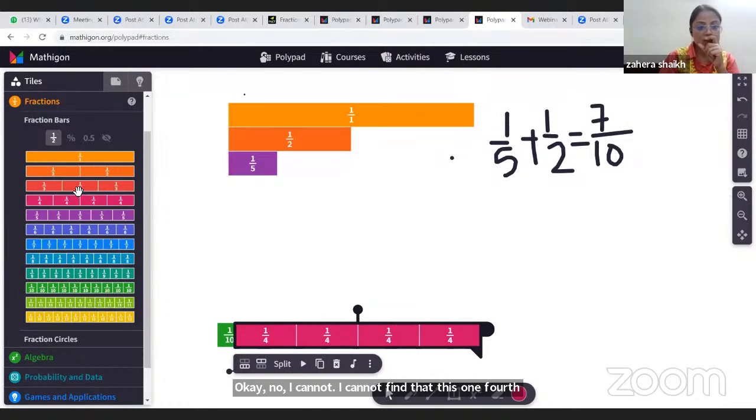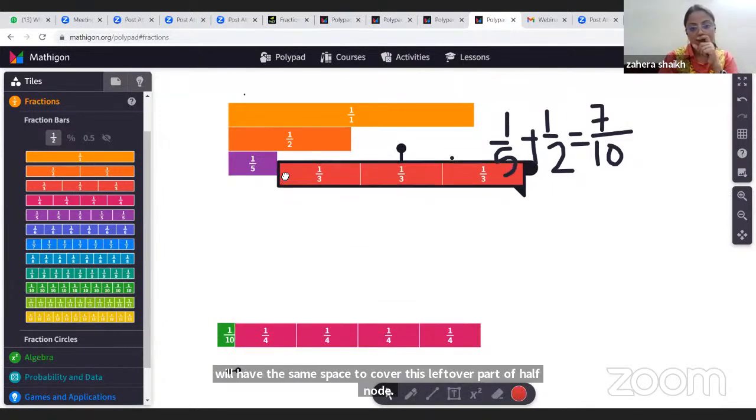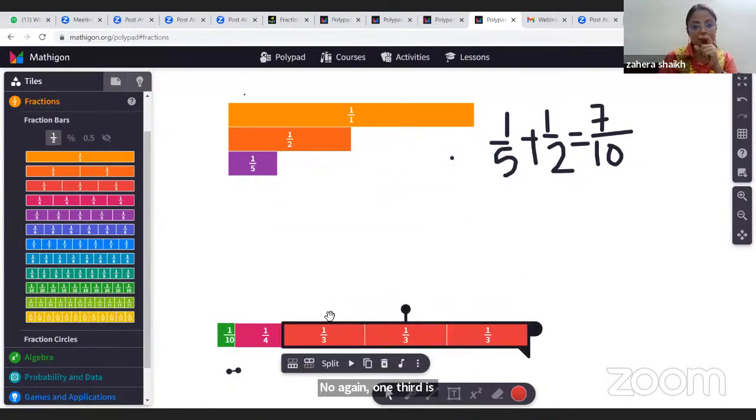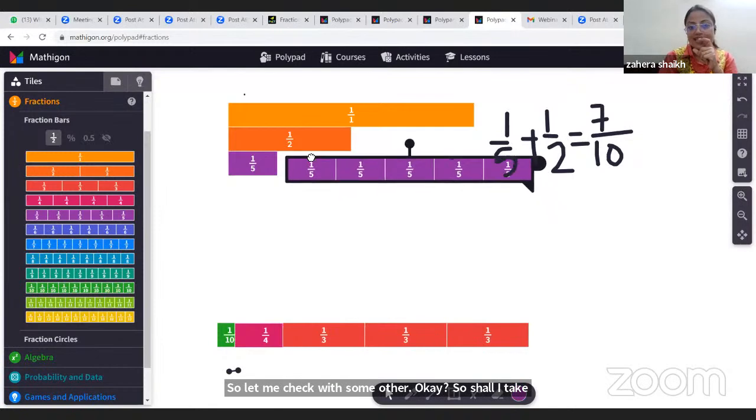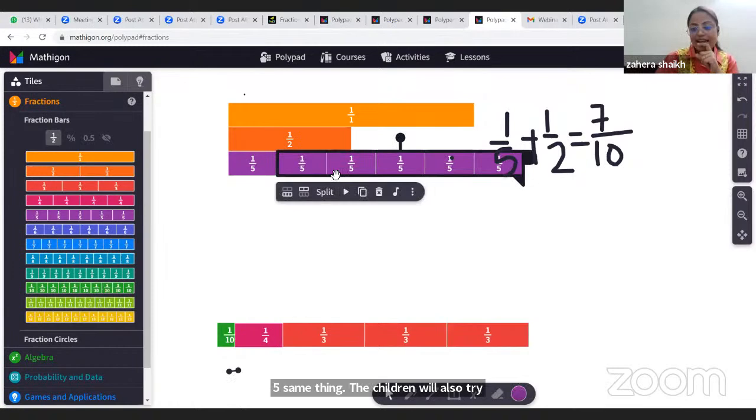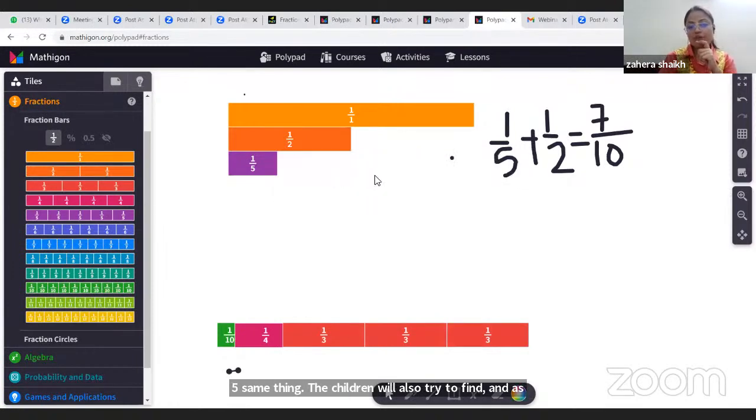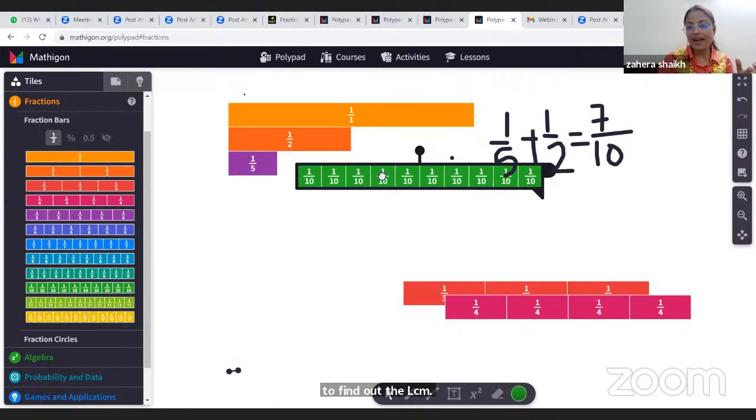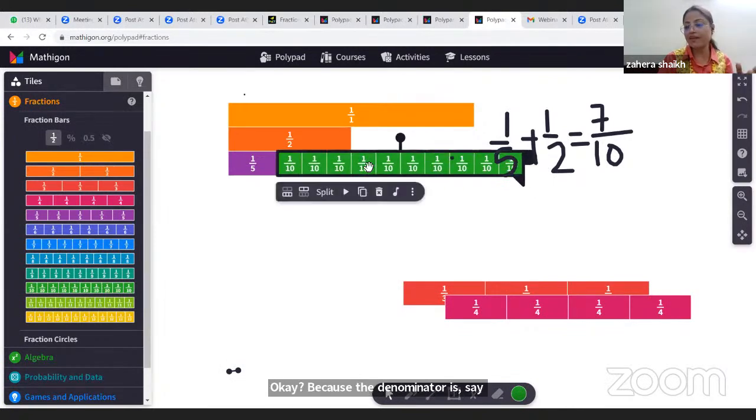So let me take 1/3. No, again, 1/3 is more than the space available over here. So let me check with some other. Shall I take 1/5? The children will also try to find. And as elders, as learned people, we'll try to find the LCM and then grab the tiles. Because the LCM of 2 and 5 is 10, I can grab this. This is from our memorization, we can do it.